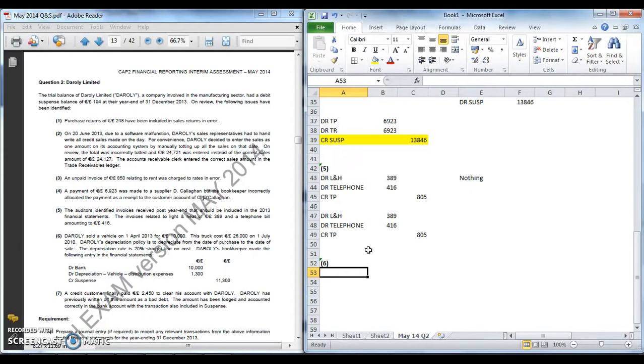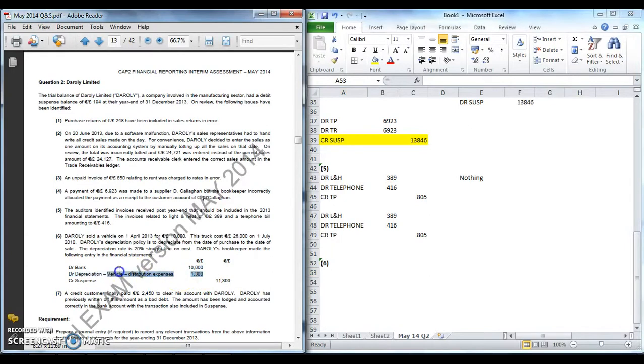Truck cost 26,000 on the 1st of July 2010. Depreciation policy, which is important, is from the date of purchase to the date of sale. So not a full year, it's from the date to the date, so there will be months. Depreciation is 20% straight line on cost, and the bookkeeper made the following entries. So they just debited bank, debited depreciation in the P&L for 2013, and credited suspense.